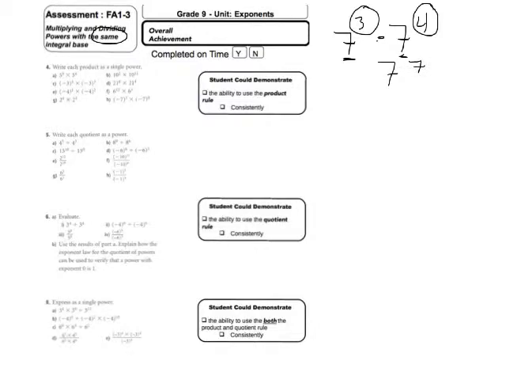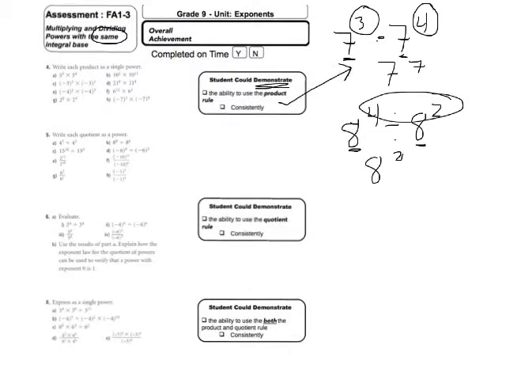Dividing, same idea, but instead of adding the exponents, we can simply subtract the exponents. The bases must be the same. So what are you looking for? You're looking for, can you demonstrate the product rule? Can you demonstrate the quotient rule, which is division? And can you demonstrate when they're both together?